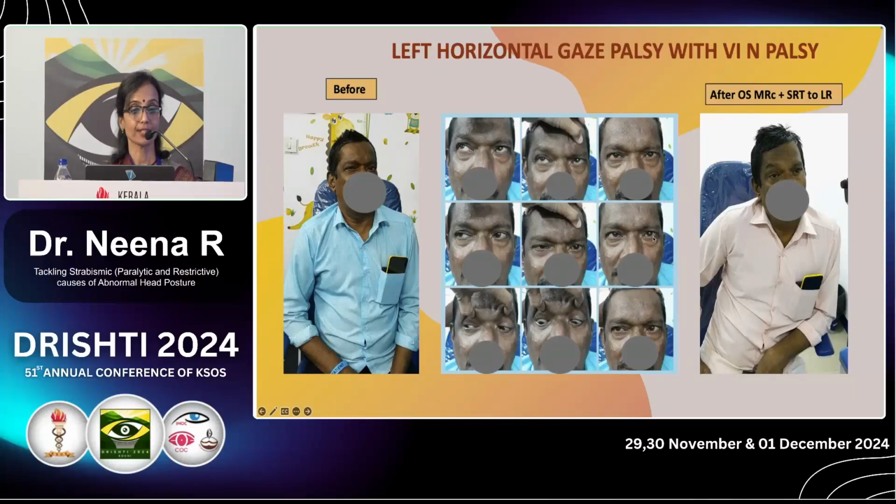So very complicated strabismus. This was how he was earlier, and you can see after a medial rectus recession of the left eye and a superior rectus transposition to the lateral rectus, he's much better. Probably he'll need a second sitting in the right eye, but he's much better.